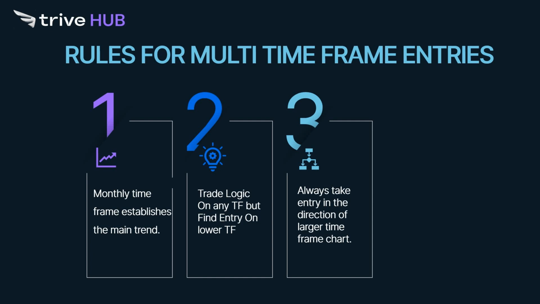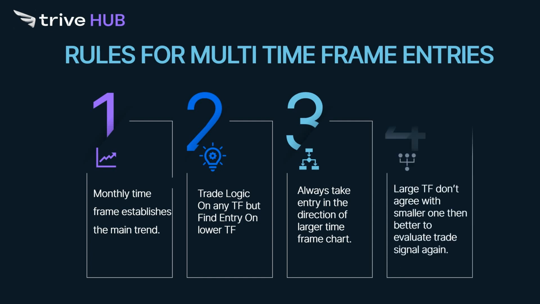Major trend means if you are trading on an intraday basis, then you need to take your trade on the daily time frame trend. If the daily time frame trend is upside, then you need to plan your entries on the long side only. Okay, and if the large time frame is not agreeing with the smaller one, it will be better to evaluate the trading signal again. Whatever trade logic you have found out, just evaluate it again, because the larger time frames are not aligning with it, right?